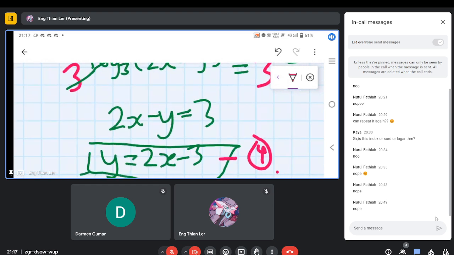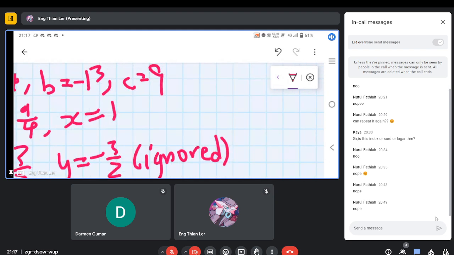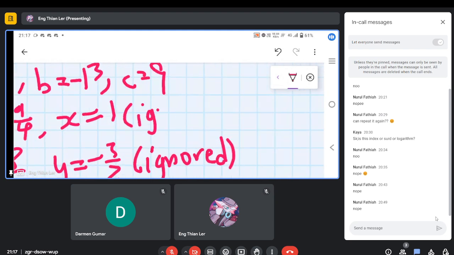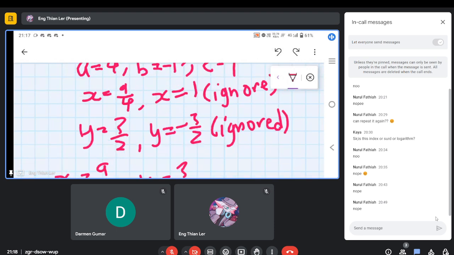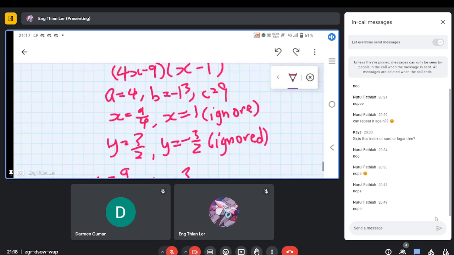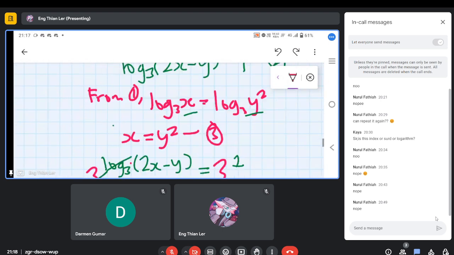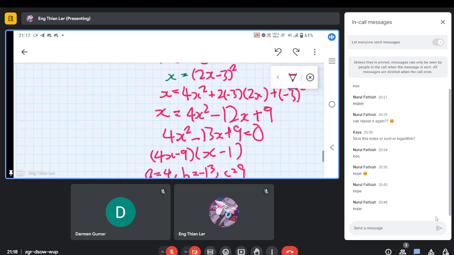There is no way that 2 minus 1 equals 3. That is impossible. Maybe that's why we ignore the x equal to 1 solution. We ignore this because we found the solution right here. We ignore x equal to 1 because of x equal to y squared, so we cannot take 1. Alright? So I hope you understand.